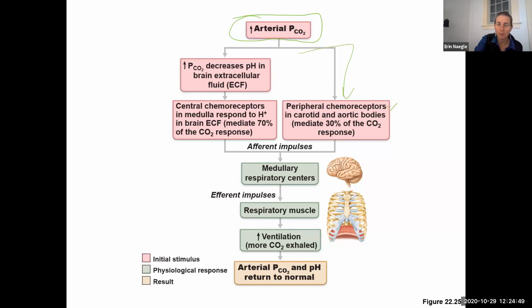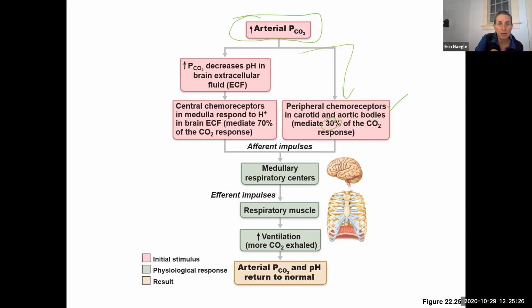So your peripheral chemoreceptors, which are in the aortic arch as well as your carotids, are going to mediate, on average, around 30% of your response. Remember that they are monitoring carbon dioxide along with the hydrogen ions that are increasing due to the increasing levels of carbon dioxide in your blood. And that's about 30% of your central control's response of what your breathing rate should be, how many breaths per minute. The majority of it, though, is happening in your central chemoreceptors in your medulla oblongata.